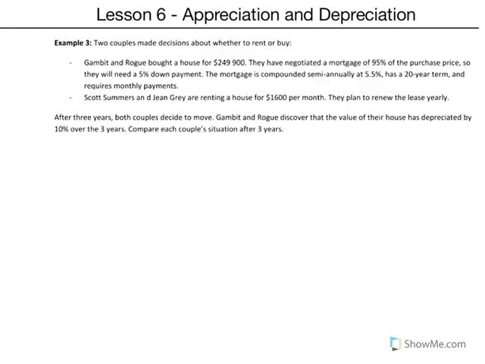Gambit and Rogue discovered that the value of their house has depreciated by 10% over the 3 years. So unlike the first example, this house has depreciated, probably because they didn't take very good care of it. But we're going to calculate how much it would cost them over 3 years.